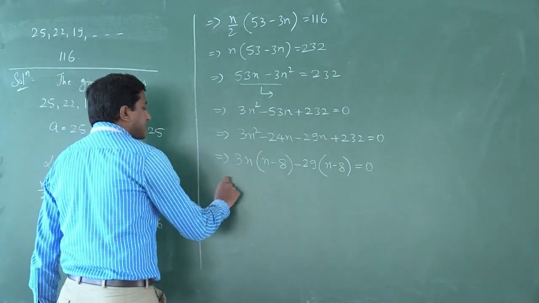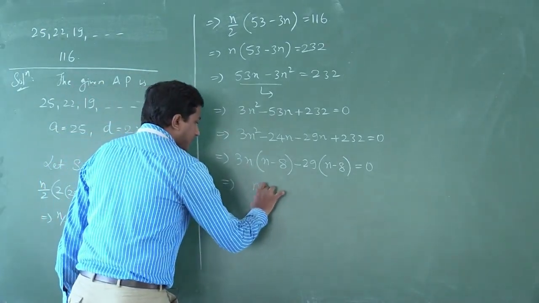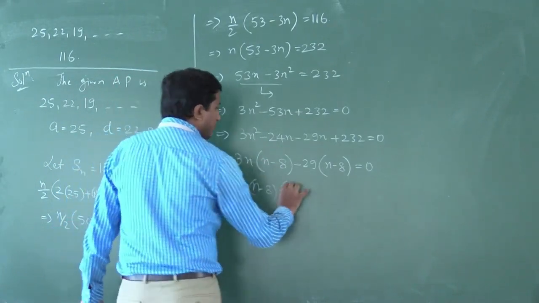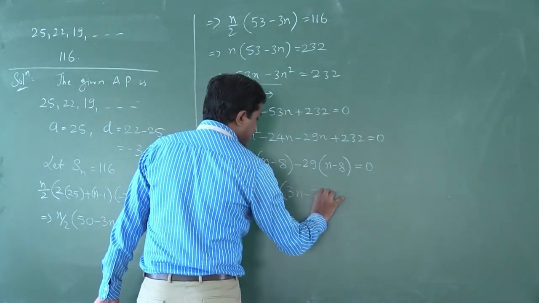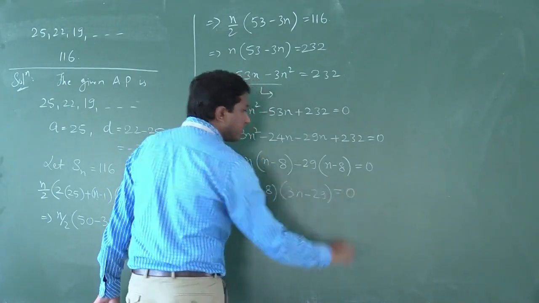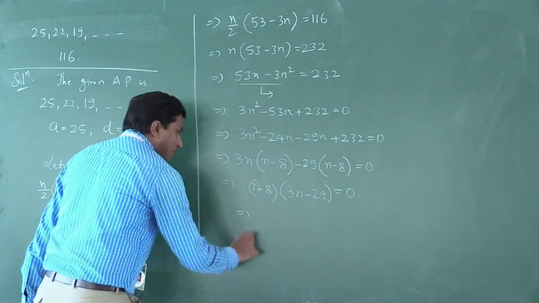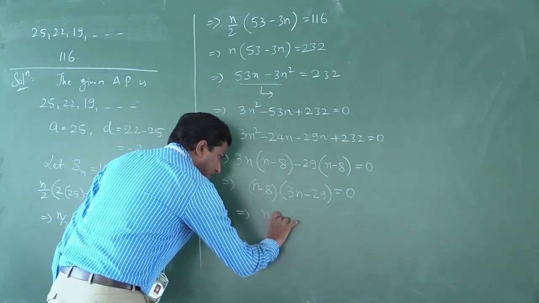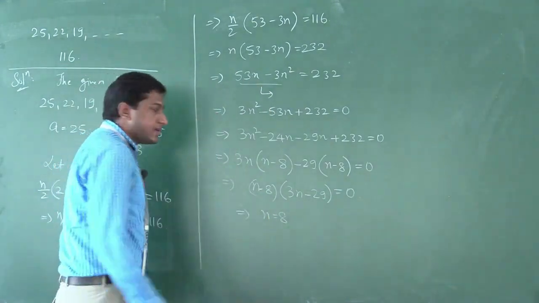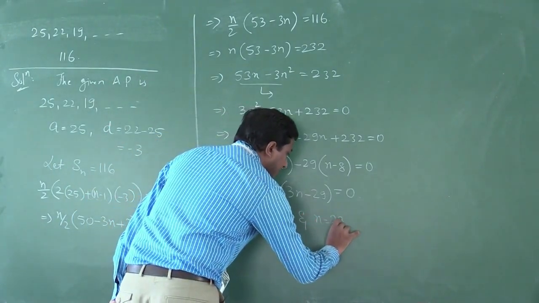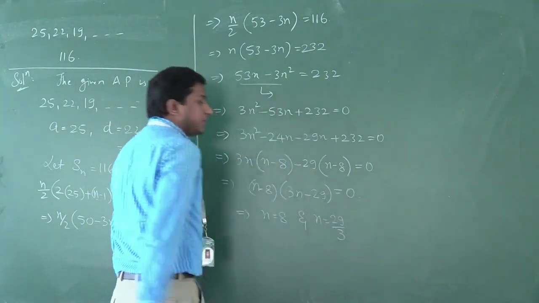So what are the factors here? I can write this as (n minus 8) into (3n minus 29) equals 0. So what are the values of n here? n can take the value 8 or n can take the value 29 by 3.